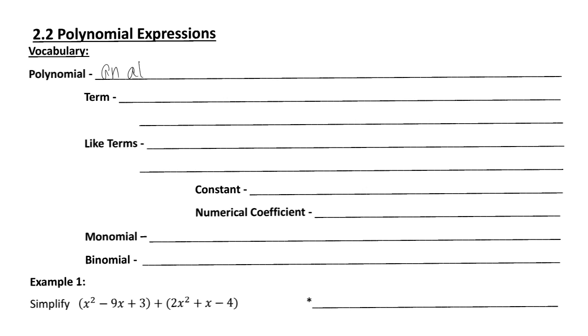So an algebraic expression, remember, an expression is something without an equal sign. So an algebraic expression with one or more terms. So hopefully you're thinking, what's a term? Right? So that's our next vocabulary word.